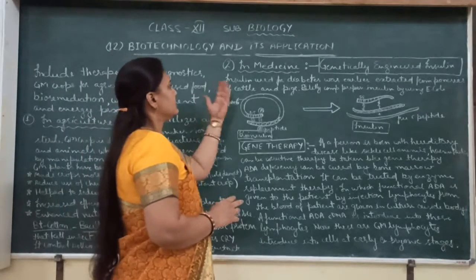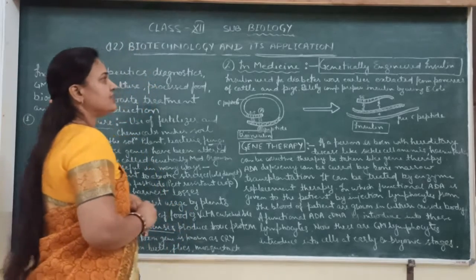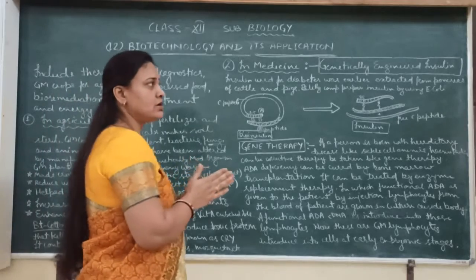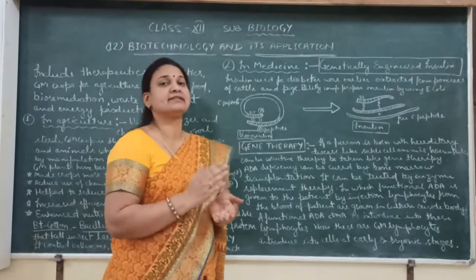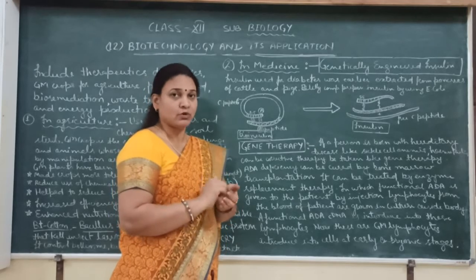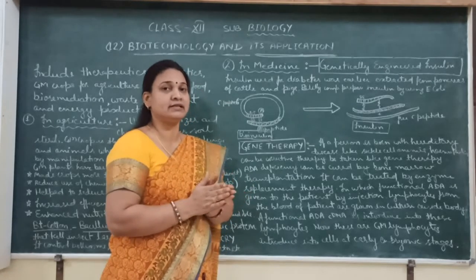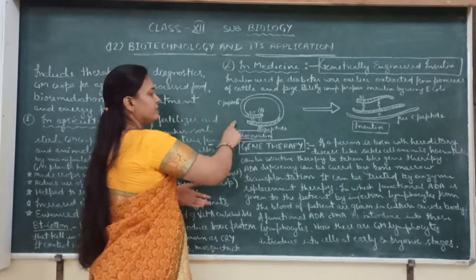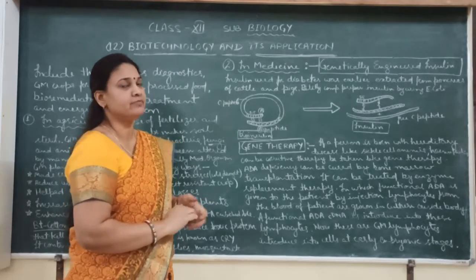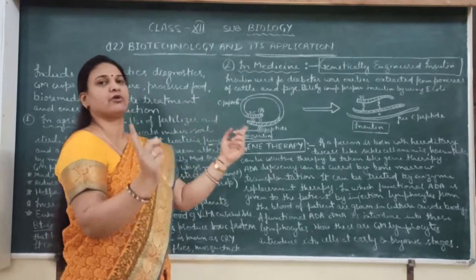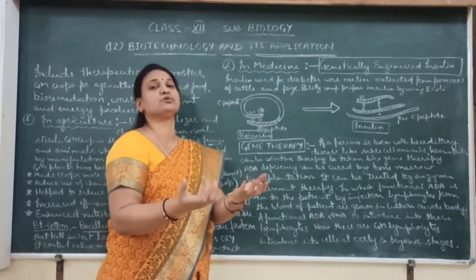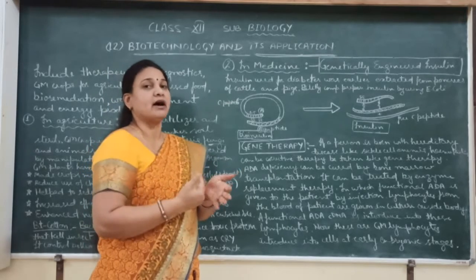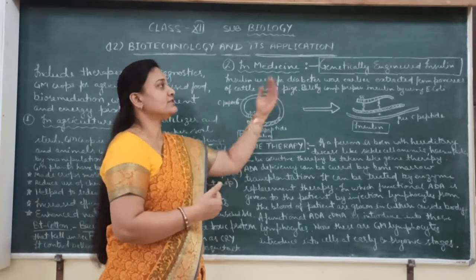Now we come to the medicine field. In the medicine field, genetically engineered insulin is also formed. What is insulin? First we have to know. Insulin is the hormone which is secreted by the pancreas. And what is the pancreas? The pancreas is a mixed gland, and it is present in the small intestine between the two arms of the duodenum. The outer portion of the pancreas secretes the enzymatic juice for digestion, and the inner portion of the pancreas contains alpha, beta and gamma cells, and beta cells produce the insulin.